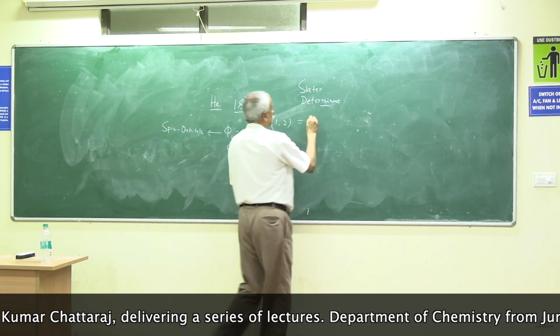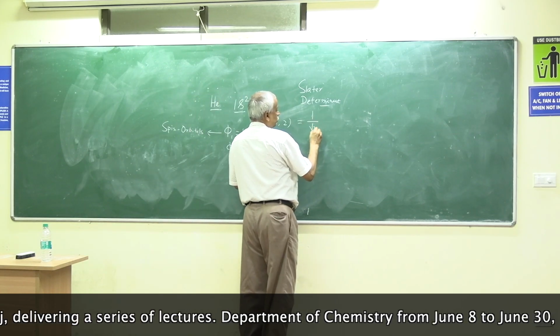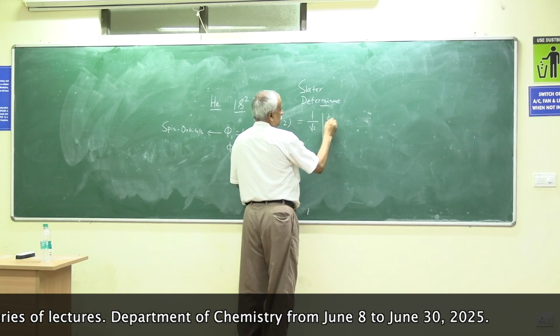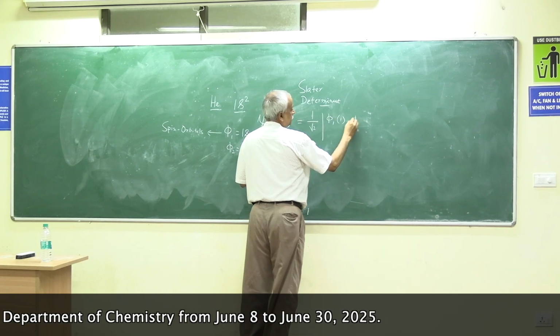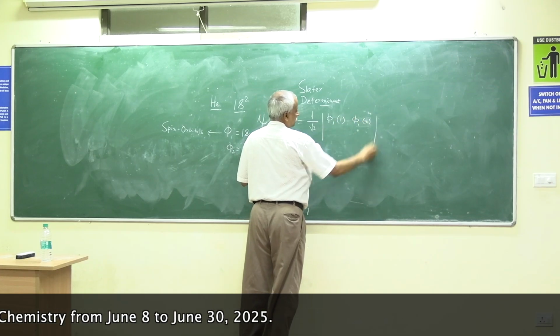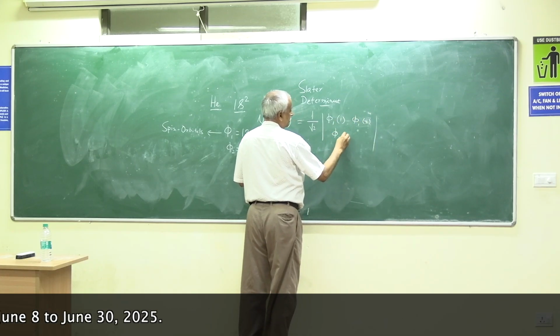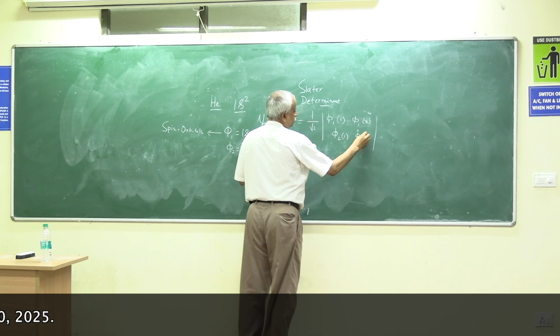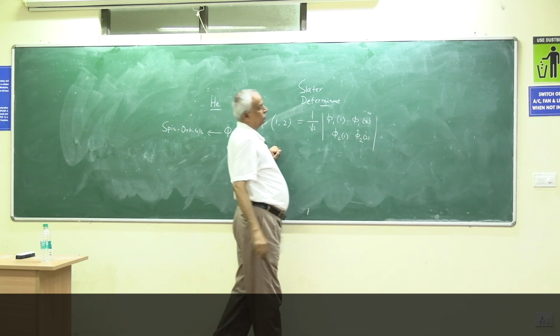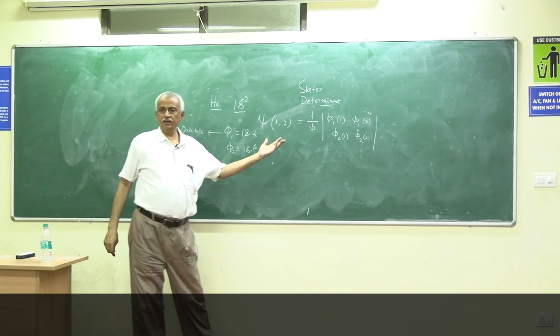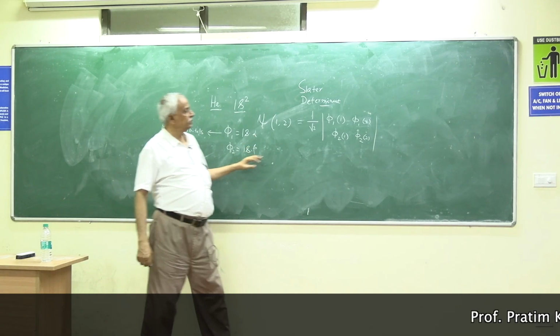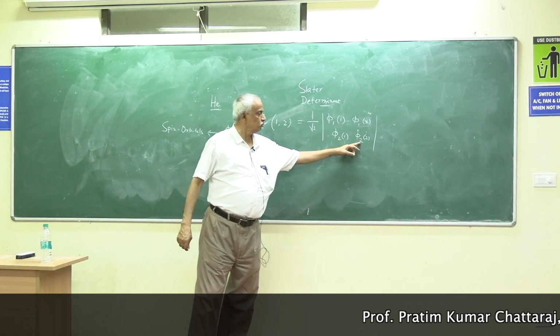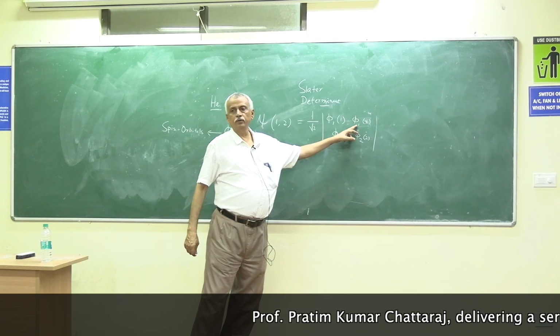So it is 1 by root 2, this for the normalization, phi 1 1, phi 1 2, phi 2 1, phi 2 2. So these are the determinants. That means if you expand, what do you get? 1 by root 2, phi 1 1, phi 2 2 minus phi 2 1, phi 1 2.